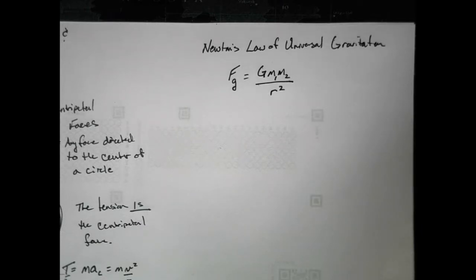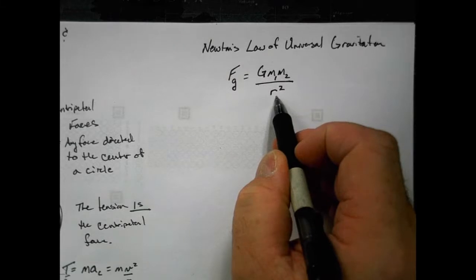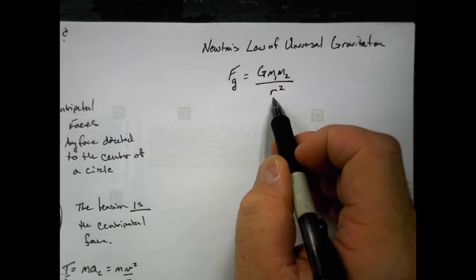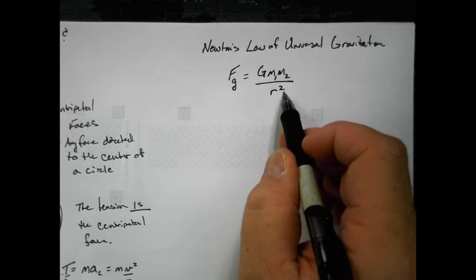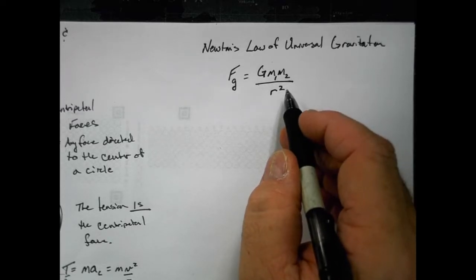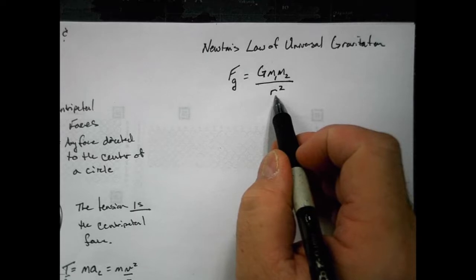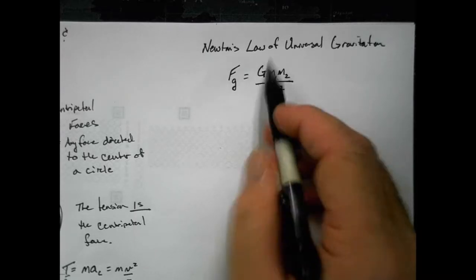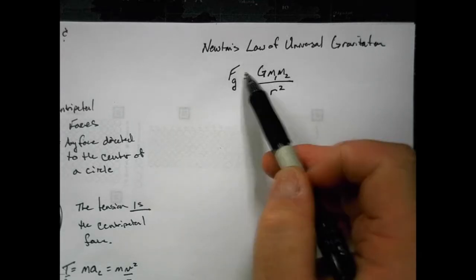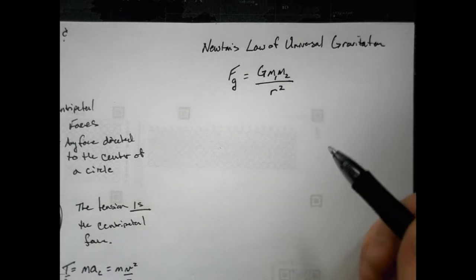This is an inverse square law. Two objects that are twice as far apart are going to have 1/4 of the force between them. And so as this number starts to go up, the force starts to decrease exponentially. Yeah?